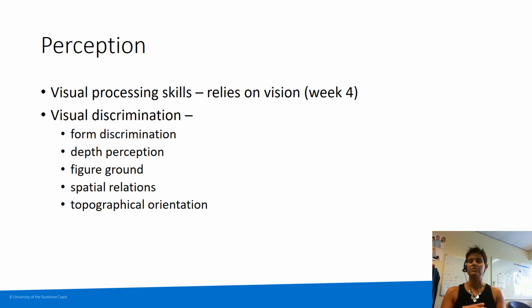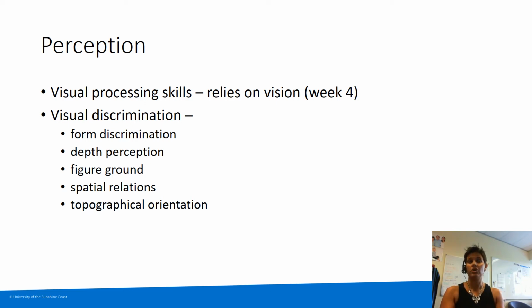Figure ground, being able to determine the socks from the background. So if the socks are lying on the bed and they're both white, someone might have figure ground issues and have a problem trying to work out where the socks are relative to the bed. Spatial relations is understanding how one thing lies next to another. So being able to grab a bottle without overshooting or undershooting, so understanding the spatial relations. You can understand how depth perception fits in with that as well.